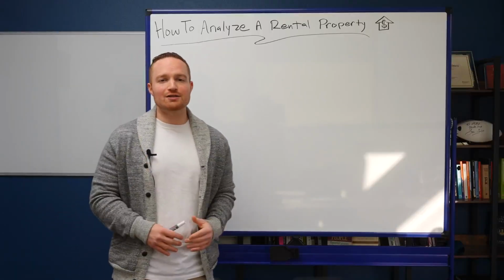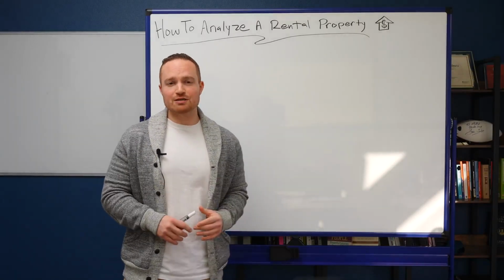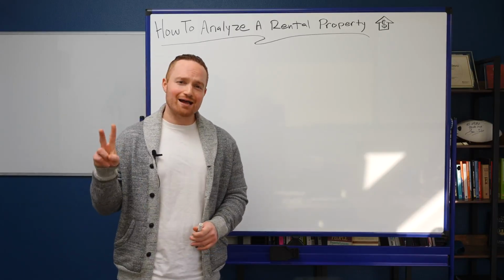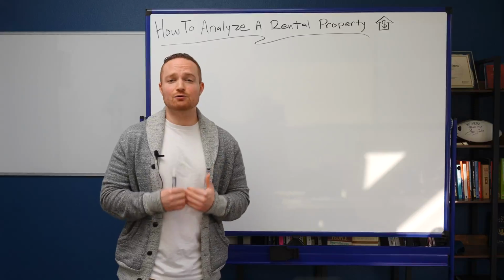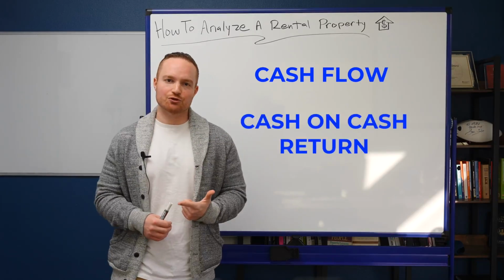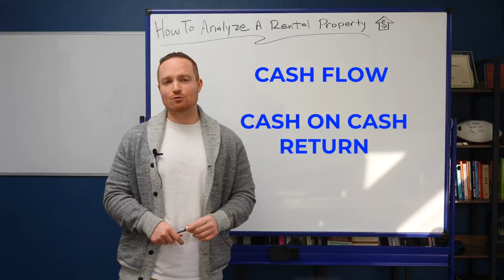Now, while there's many ways to understand the income streams and analyze it based on a lot of different metrics, the two things that I optimize for when building my 8-figure rental portfolio are cash flow and cash on cash return. Let me take a second to explain what these are.